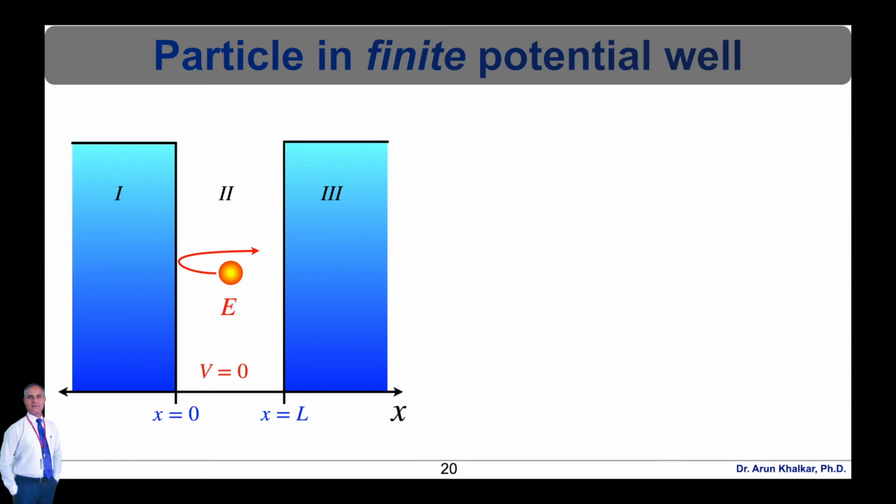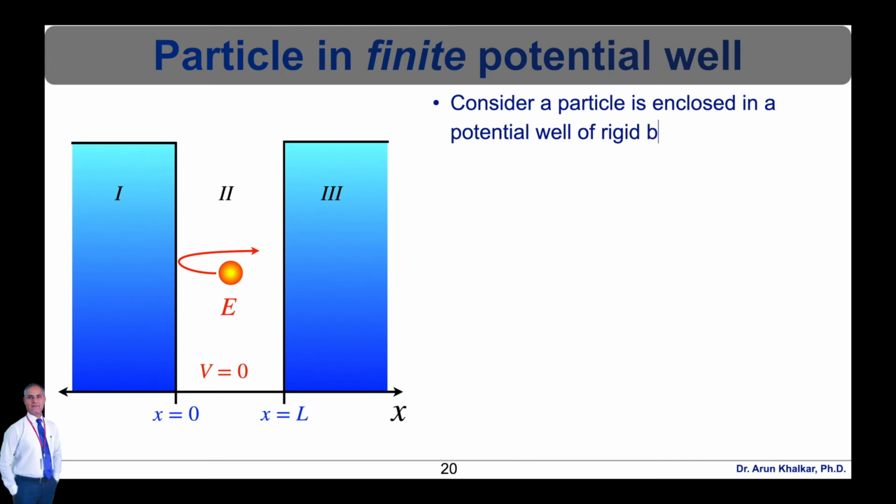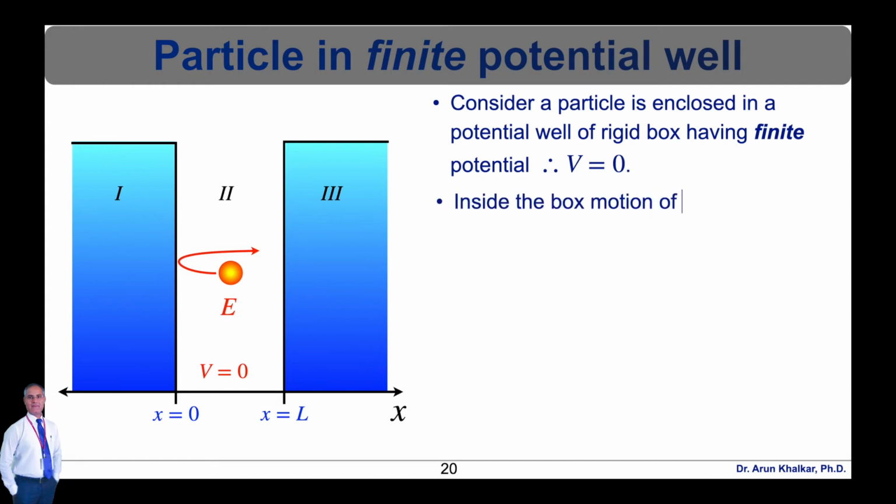We can use the Schrödinger's time-independent equation to find the wave function of the particle inside and on the boundaries of the box. As shown in the figure, consider a particle enclosed in a potential well of a rigid box having finite potential, V equal to 0, that is in region 2. Inside the box, motion of the particle is restricted between x equal to 0 and x equal to capital L, that is the length of the box or length of the well.